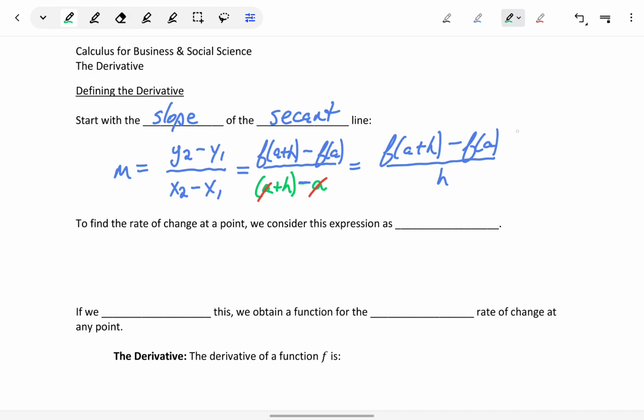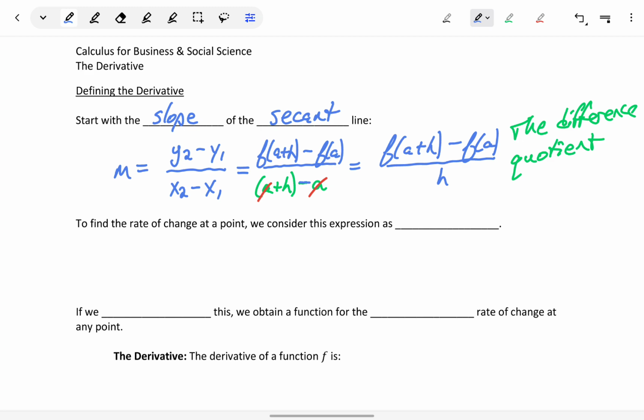And we end up with what we refer to as the difference quotient. So really just an alternate form for writing the slope equation. We have the difference of our y coordinates divided by the difference of our x coordinates represented as this value h.